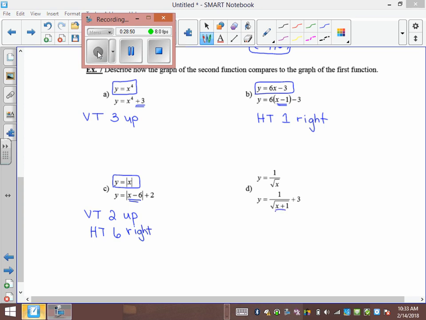Here, this changed. It's with the x, and this is at the back. So this is a vertical translation, 3 up. And this is a horizontal translation, 1 left. Don't let the wonky equation mess you up. Okay?